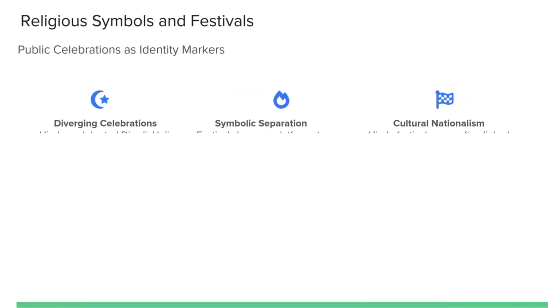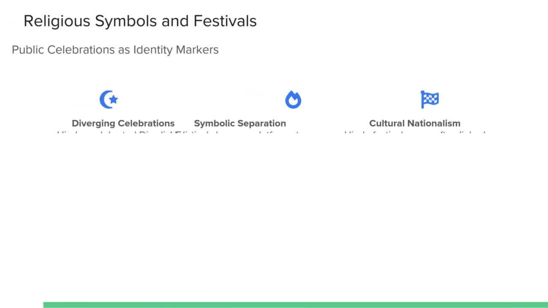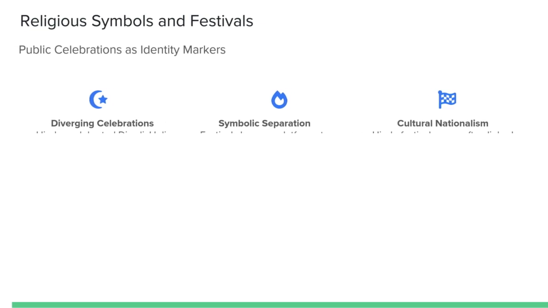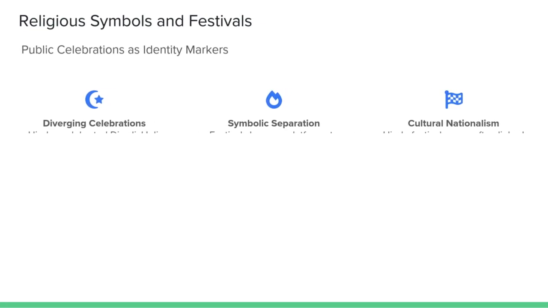Religious symbols and festivals. Festivals like Eid and Diwali became more than religious holidays. They were cultural statements. Hindu festivities sometimes took a nationalistic overtone. This visible separation in public life deepened communal division.